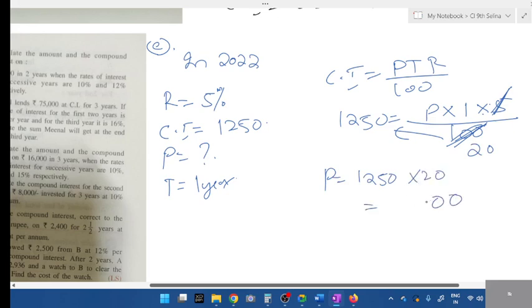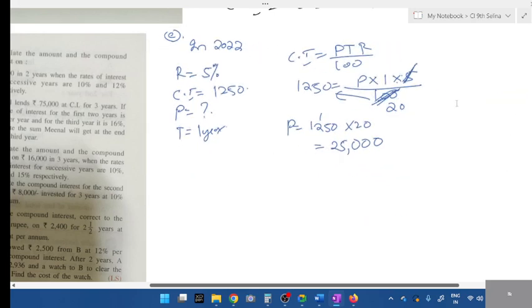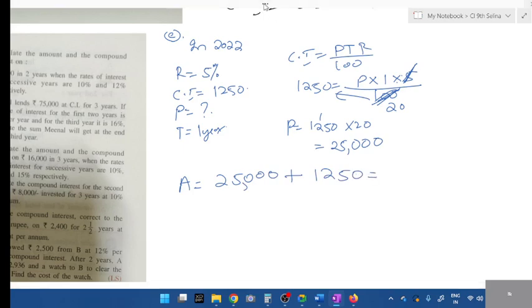What's the answer? Very good. 25,000. So we got the principal, students. And what did I tell you? This is 2022. As soon as you find the interest or principal, what do you have to find? Amount. What is amount? 25,000 principal plus what's the interest they had given? 1,250. Yes. Tell me the value. Very good. This 26,250, for which year we have to use?